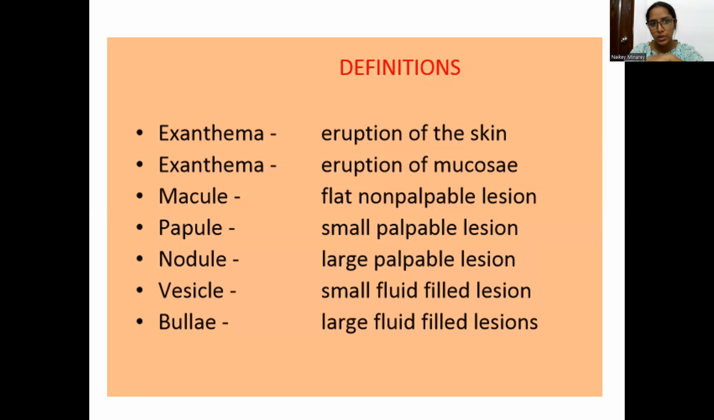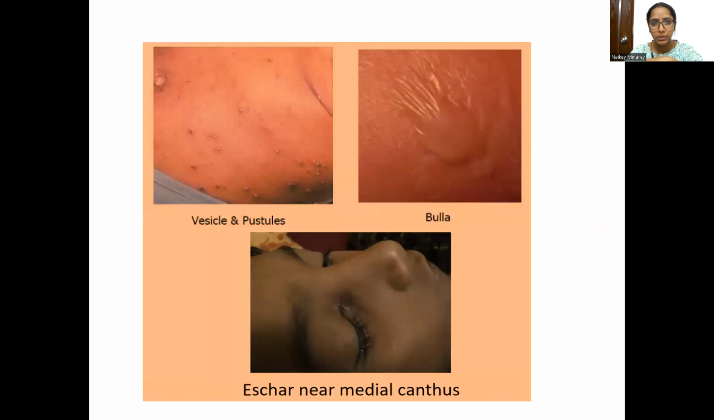So coming to various definitions to understand them better: exanthema is the eruption in the skin. Enanthema is the eruption of the mucosa. Macule is non-palpable. Papule is palpable. Nodule is a larger, palpable lesion. Vesicle is filled with fluid, and bullae are large fluid-filled lesions. So these are the representations.